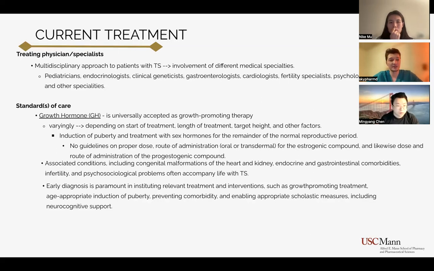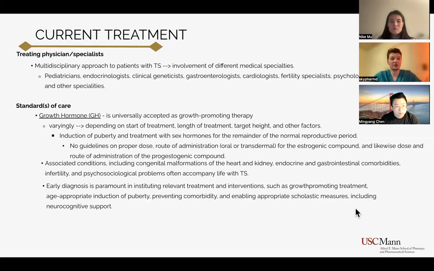A couple of things: associated conditions include congenital malformations of the heart and kidney, like we discussed, endocrine and gastrointestinal comorbidities, and fertility issues. As a result, growth hormone can't encompass all of this. It only helps increase the growth spurt, and other hormones can't do that as well. But early diagnosis does help increase the effectiveness of growth promoting treatment for these individuals.